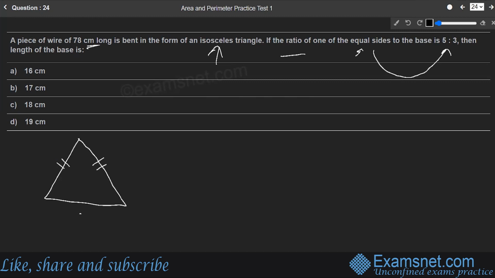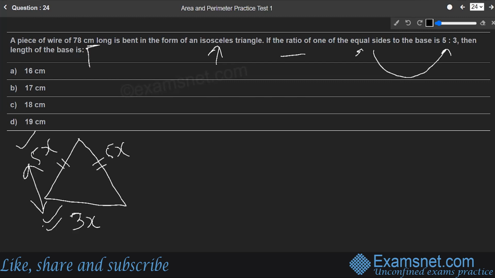So let's say the ratio of one of the equal sides to the base is 5 is to 3. Let's say the base is 3x, and the other sides are 5x and 5x. Now the ratio of the equal side, that is 5x, to the base is 5 is to 3, maintained. So this is how we have taken. It is an isosceles triangle.